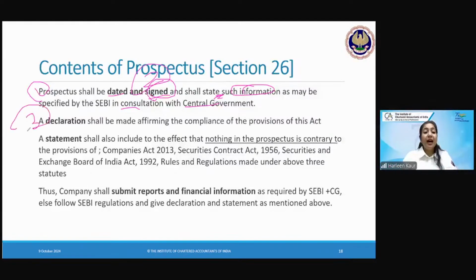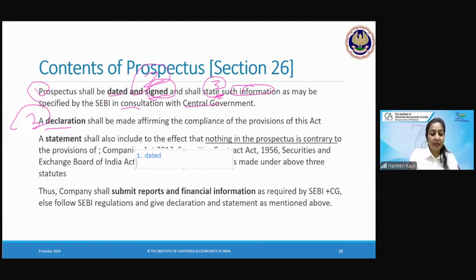Number 3, a declaration has to be given. Sorry, this is number 3. So all the reports and the financial information to be given, what all reports and financial information you will be given in the prospectus, that has been specified by SEBI in consultation with the central government. So number 1, short notes, prospectus shall be dated. Number 2, shall be signed.